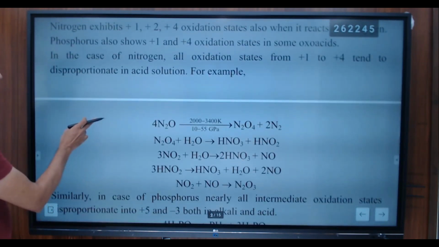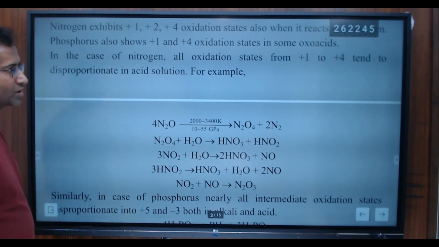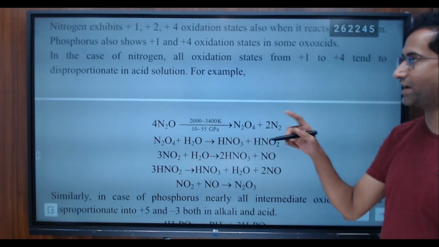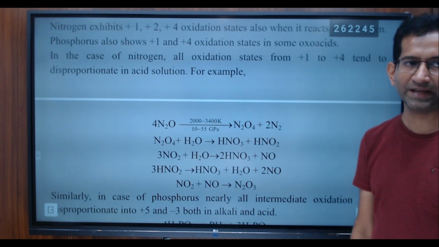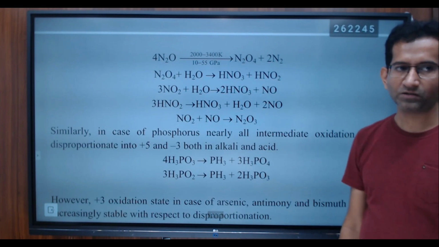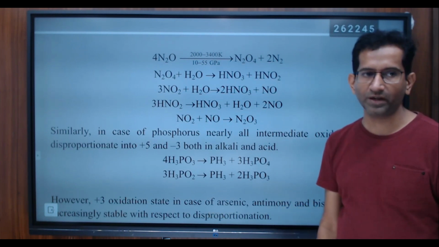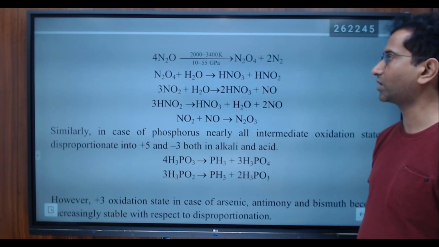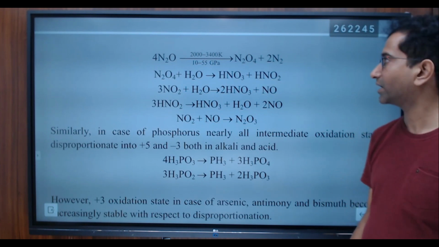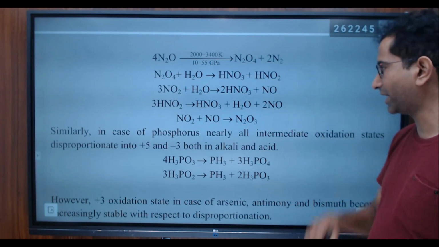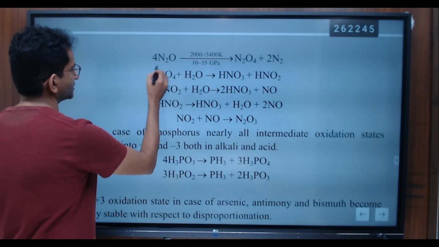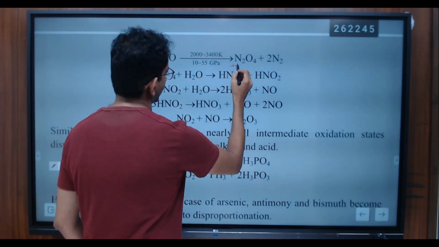Now one very important piece of information: in the case of nitrogen, all oxidation states ranging from +1 to +4 tend to disproportionate in acidic solution. Let's have an example. N2O, called nitrous oxide, if heated at very high temperature, 2000 to 3400 Kelvin, and the pressure is 10 to 55 gigapascal, decomposes into N2O4 and N2. Now let's focus on the oxidation states of all of these. In N2O nitrogen is +1, and in N2O4 and N2 nitrogen is +4 and 0.